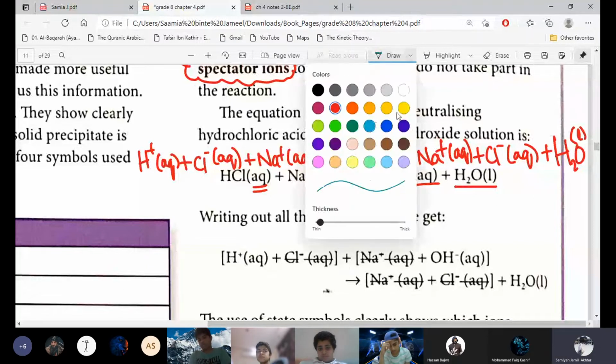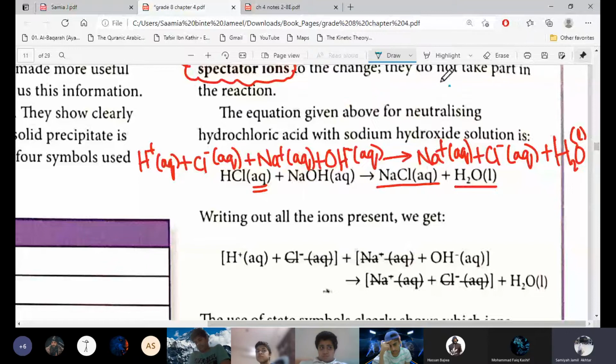Now, because we are writing an ionic equation, in an ionic equation we have to write about those ions whose states are changing. So we will cancel the ions which are the same on both sides. In short, we are cancelling the spectator ions. The ions whose state remains the same on both reactant and product sides, we will cancel them. So what ions are the same on both sides, whose state is the same?